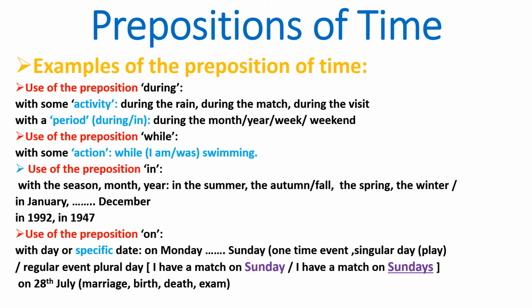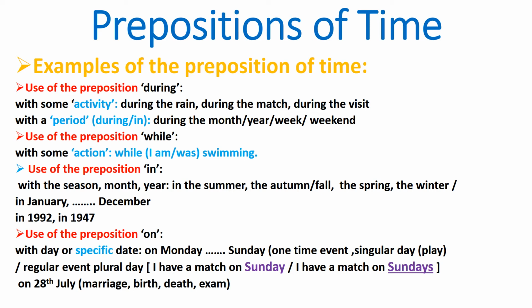The use of preposition on. Students, the preposition on is used with a specific date or a specific day. Like you can say on Monday. You also know there are 7 days in the week, starting from Monday to Sunday, and all the names of the days are written with capital letters, and they are written separately.